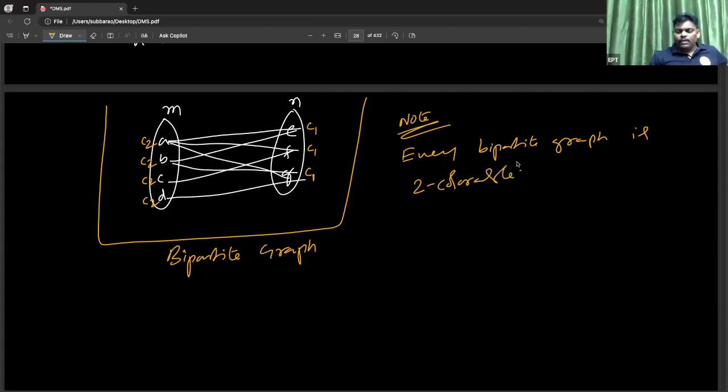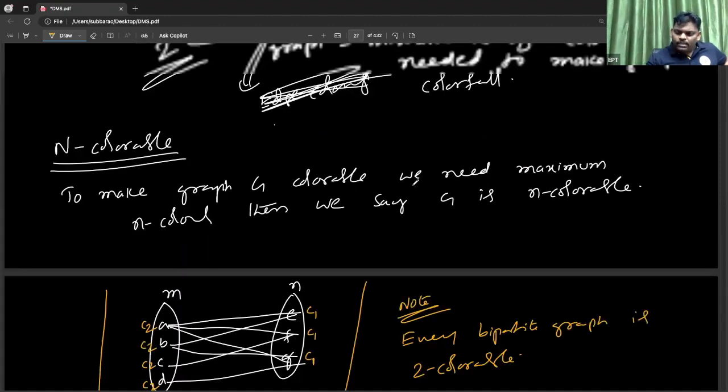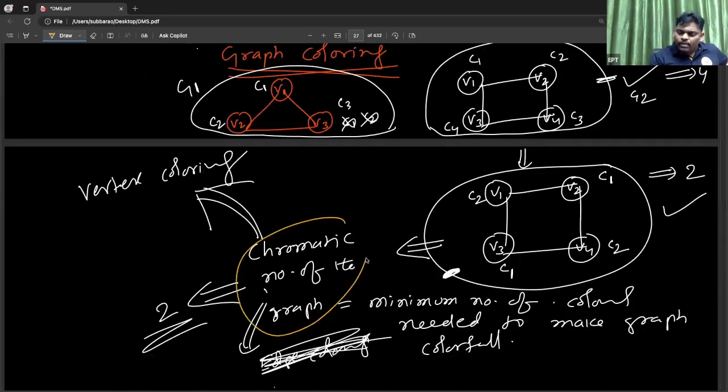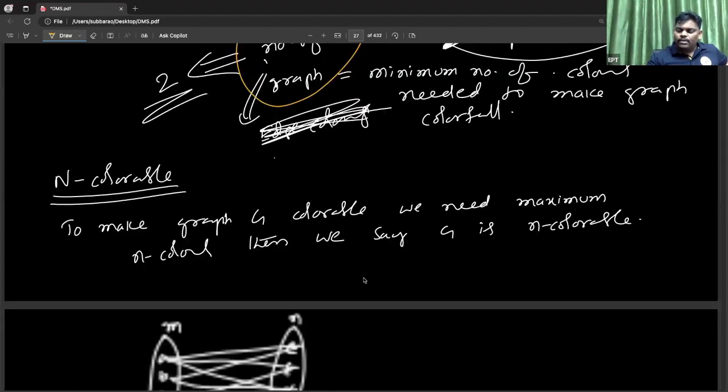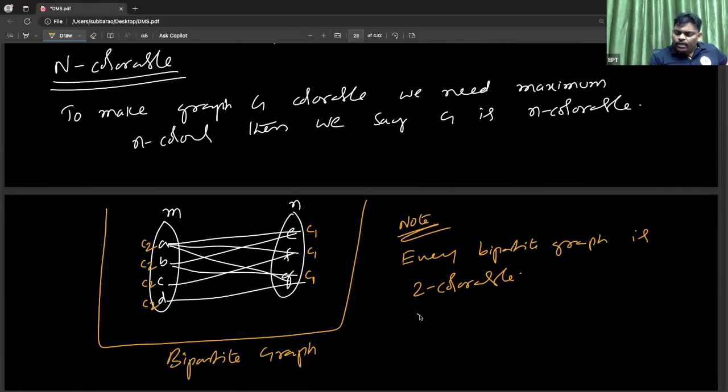Now, let us assume some notation for chromatic number, because writing this big sentence every time, who will write it? Let us denote chromatic number by something like x. Let me write now: chromatic number of a bipartite graph. What is the answer?